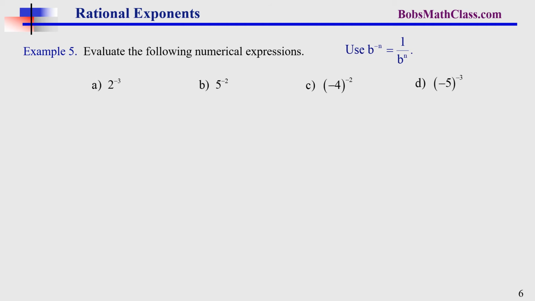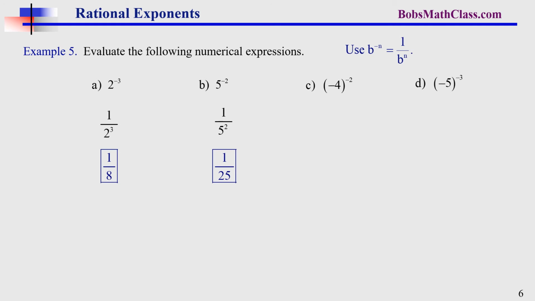All right, so here's 2 to the negative 3. Put it on the bottom, and it becomes 2 to the positive 3. And then 2 to the positive 3 is 8. So we get 1/8. 5 to the negative 2. Again, same process. Put a 1 on top, and then put 5 to the positive 2 on the bottom. Now 5 squared is 25, and you're all done. 1 over 25.